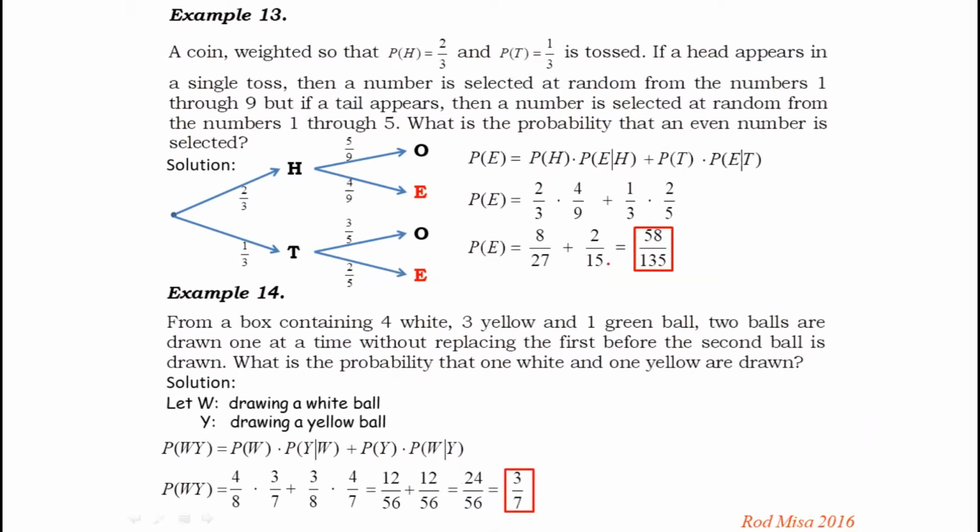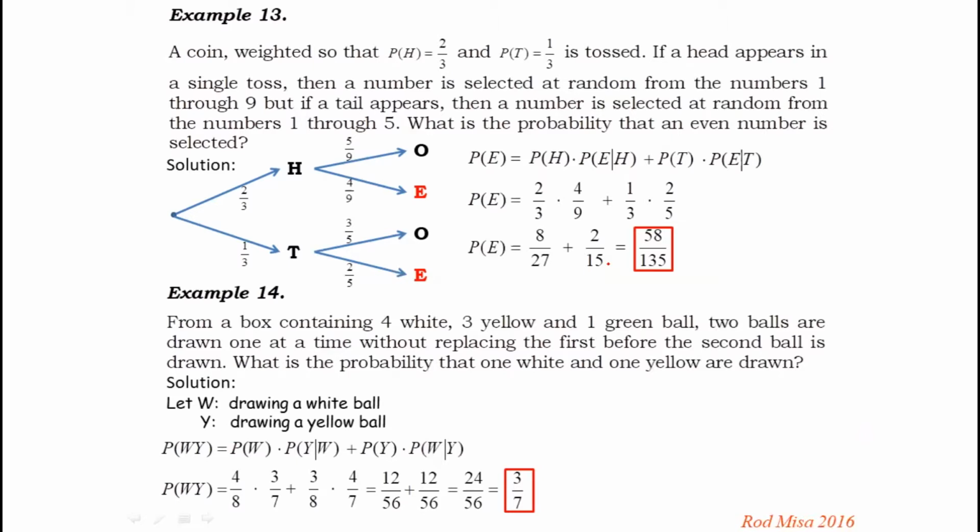Then therefore we say that there is a probability of 3/7 when you draw 1 white and 1 yellow from the box containing 4 white balls, 3 yellow balls, and 1 green ball without replacing the ball after the first draw, and also without specifying whether the first one is white or the first one is yellow, as long as you have 1 white and 1 yellow, when you draw the 2 balls in succession from this box of 8 balls.